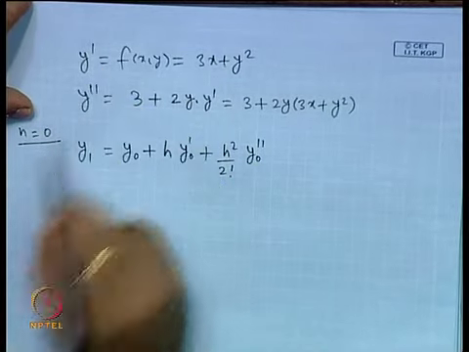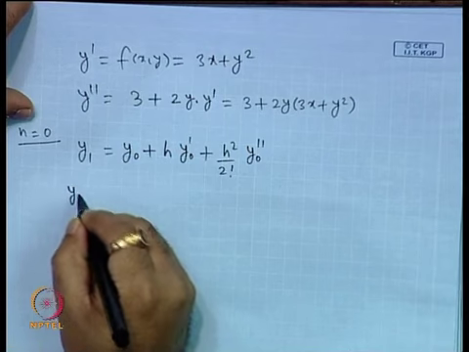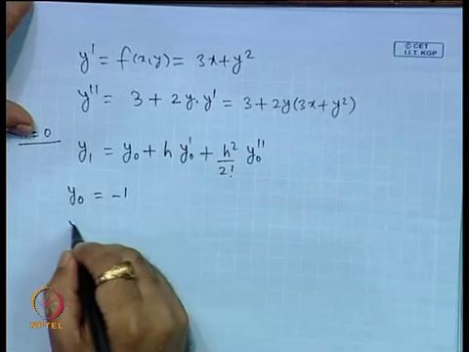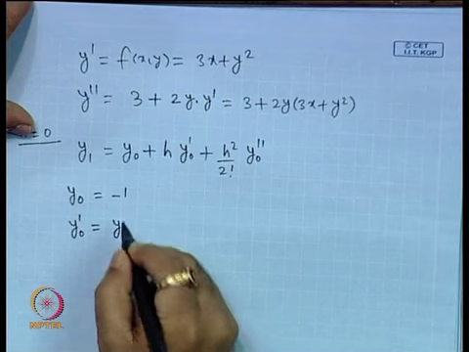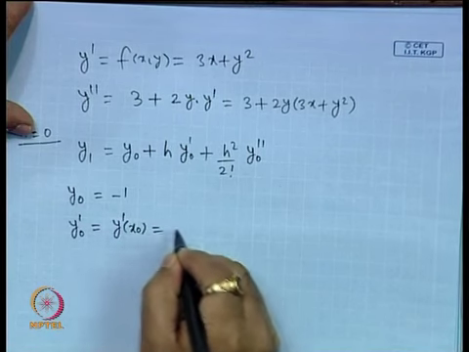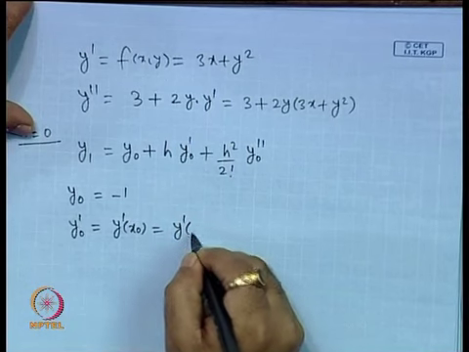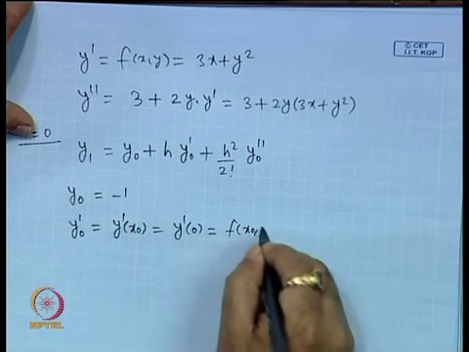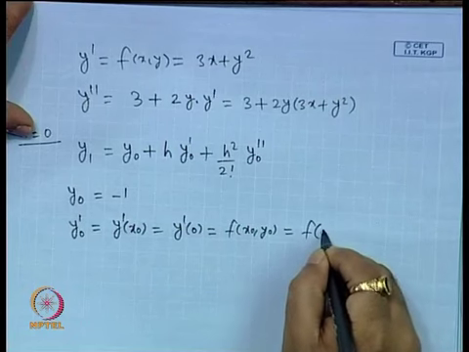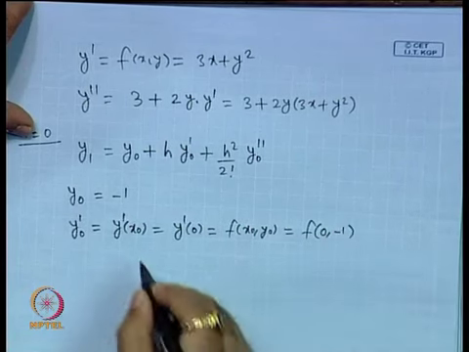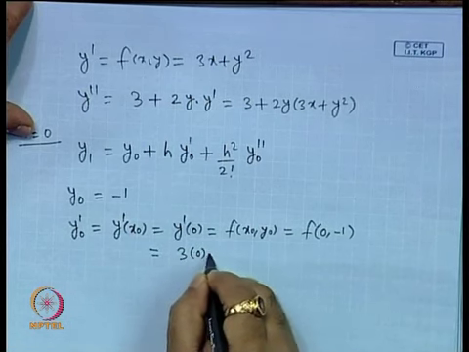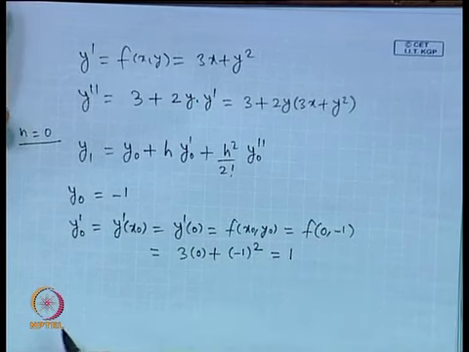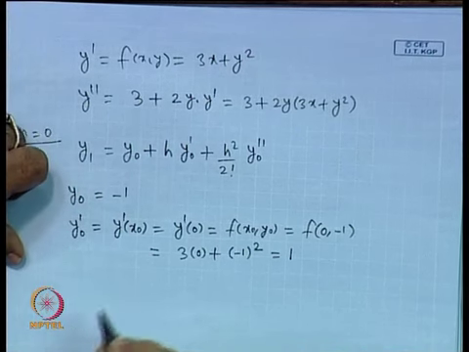So we have y dash and y double dash. Now we require y. So y0 is -1, y0 prime is y dashed of x0, which is y dashed of 0, which is f of x0, y0, which is f of 0, y0 is -1. So this is 3 times 0 plus -1 square, this is 1.